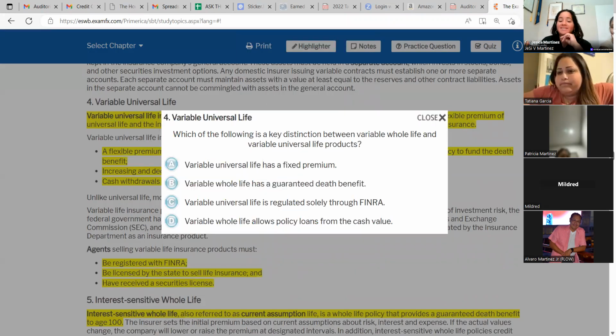Which of the following is a key distinction between variable whole life and variable universal life products? Variable universal life has a fixed premium. Variable whole life has a guaranteed death benefit. Variable universal life is regulated solely through FINRA. Variable whole life allows policy loans from the cash value. Anybody wants to try to tackle it? Which of the following is a key distinction between variable whole life and variable universal life products?